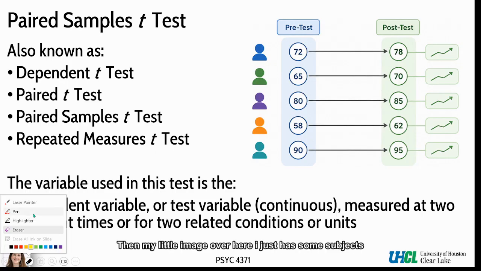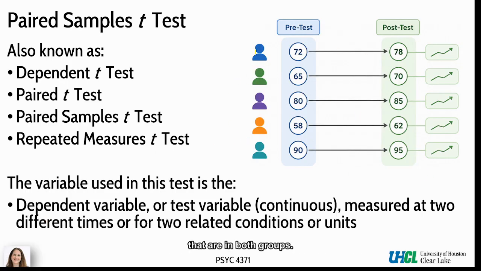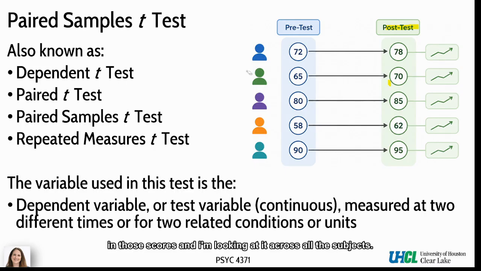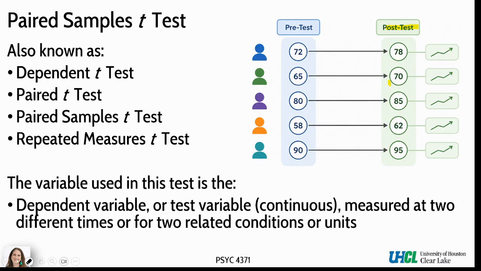And then in my little graph, or my little image over here, I just had some subjects, right? I've got subjects right here. Those subjects take a pre-test, they do some sort of intervention, then they take a post-test, and then I'm looking to see if there's a difference between those scores. And I'm looking at it across all these subjects here.